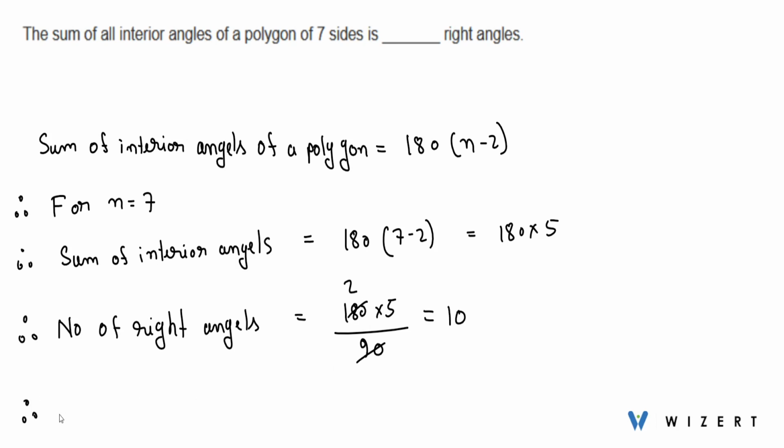Therefore number of right angles will be equal to 10. So this will be our final required answer.